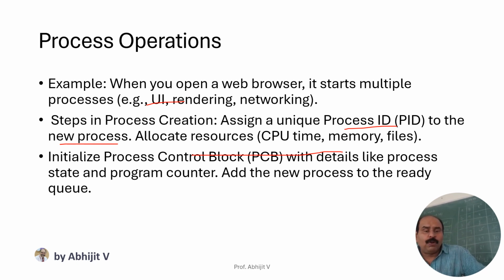Then initialize process control blocks with details like process state and program counter, and add the new process to the ready queue. Okay? Are you all able to understand what is written here and what I am speaking? So there is a process control block. Once you create a process, this process control block is initiated.